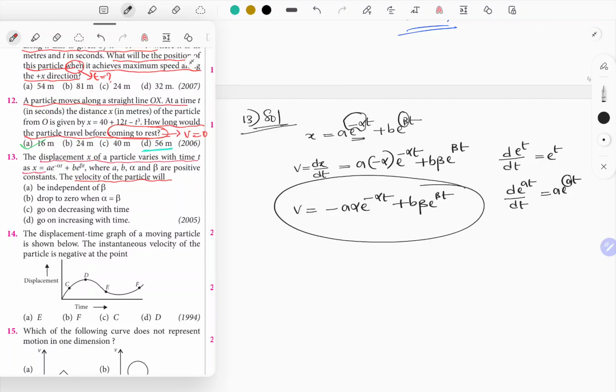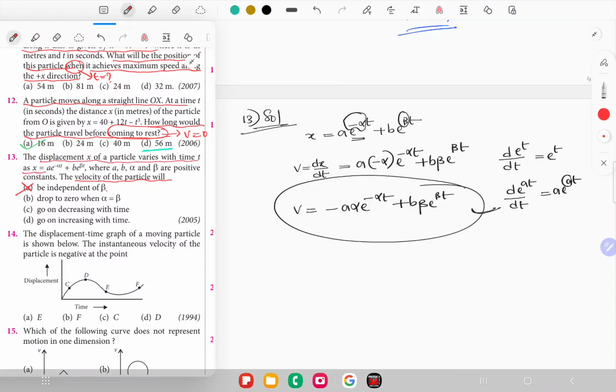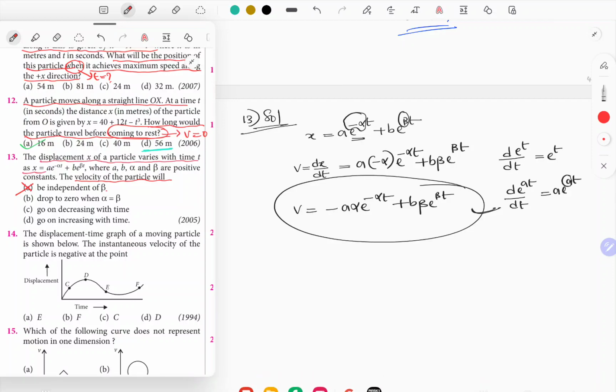Option B: velocity of the particle will be independent of beta. Is that correct? In this velocity, is there any term with beta? Yes, it is there. Velocity depends on beta, so this option is wrong. Next, drop to zero when alpha is equal to beta. Let's check this option. It means if alpha is equal to beta, you should get velocity equal to zero. That is the meaning of this second option.